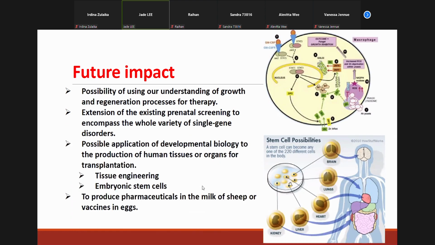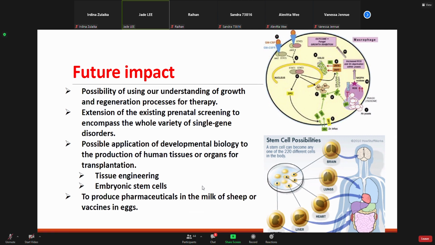So the possibility of using our understanding of growth and regenerative process for therapy, for example, for regenerative medicine. So we can regenerate certain organs by using organ culture. For example, if you lose your ear because of an accident, then you can culture the whole ear and then you implant it back. And this is what you call regenerative medicine.